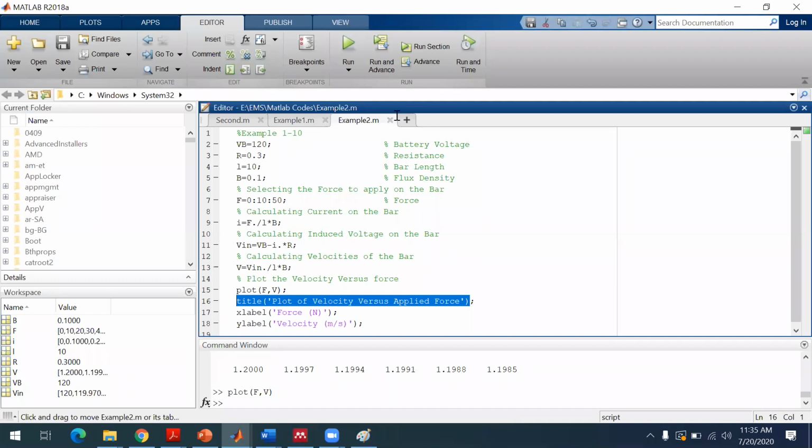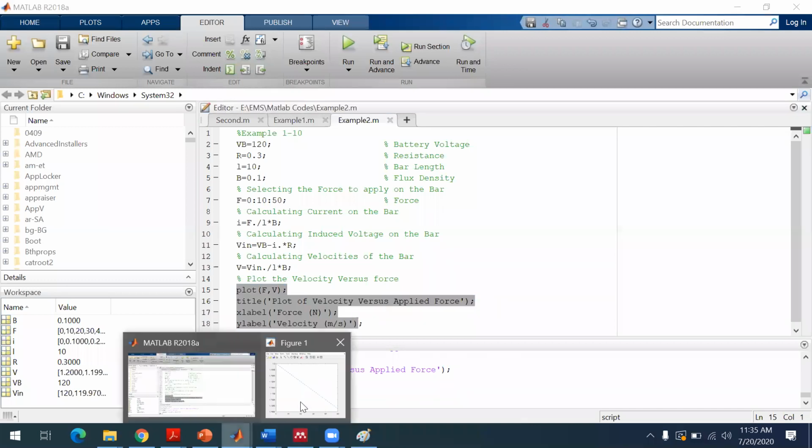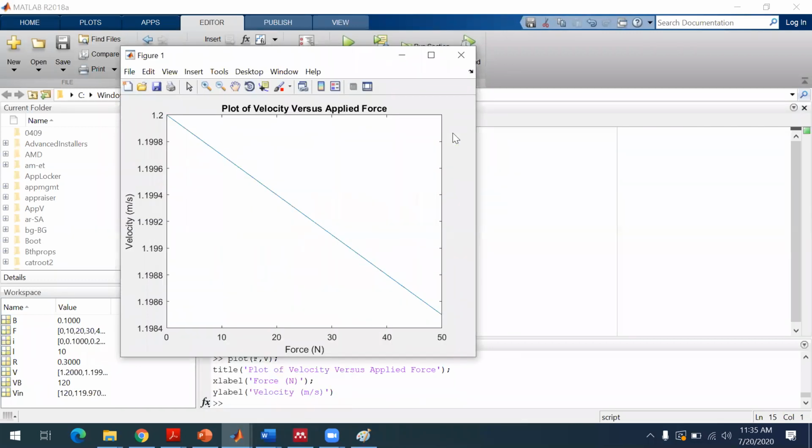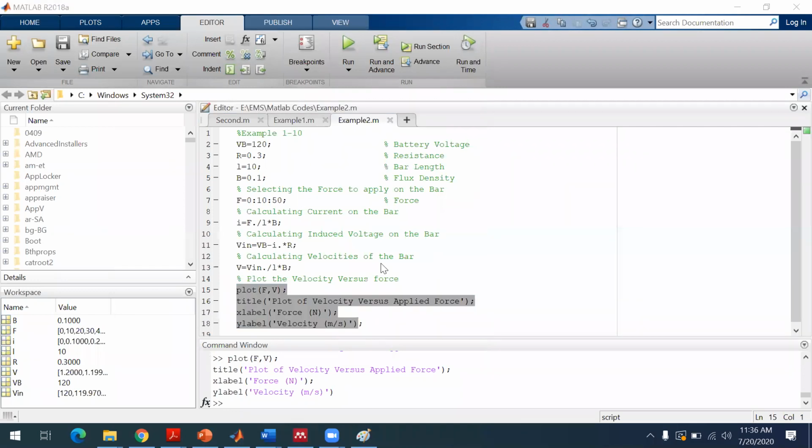Right. So this is plot of the velocity, and this is the x label and this is the y label. When we plot it again, we'll have plot of the velocity versus applied force. This is force and this is the velocity, right? So just quickly wrapping up the Matlab part.